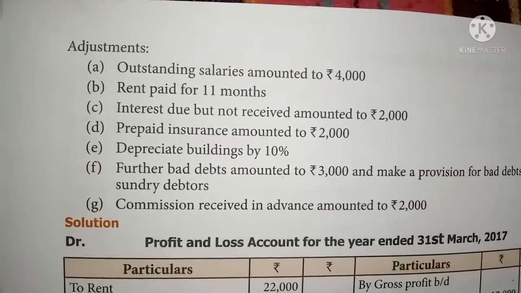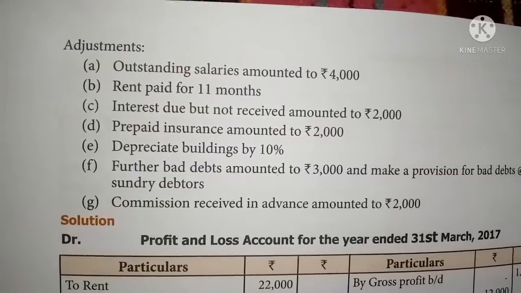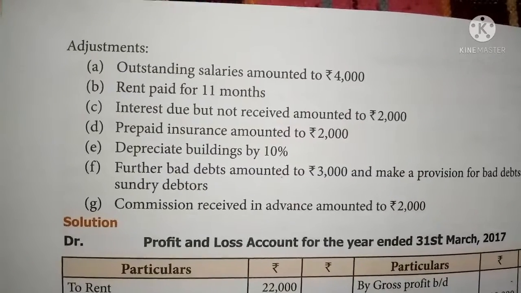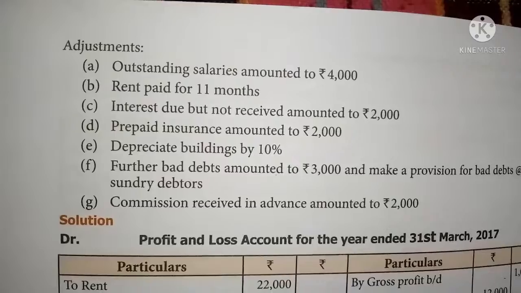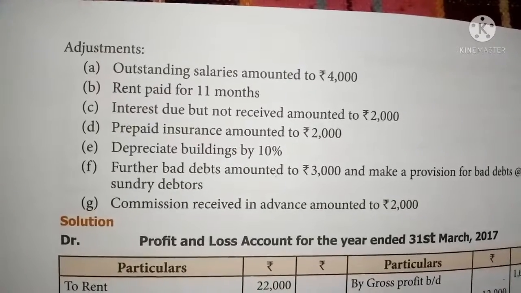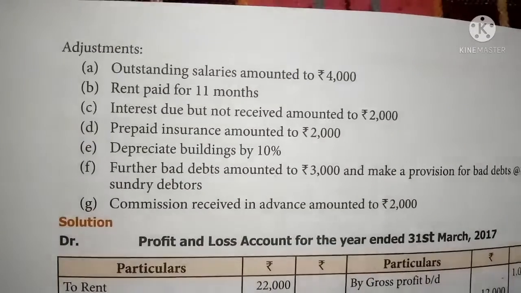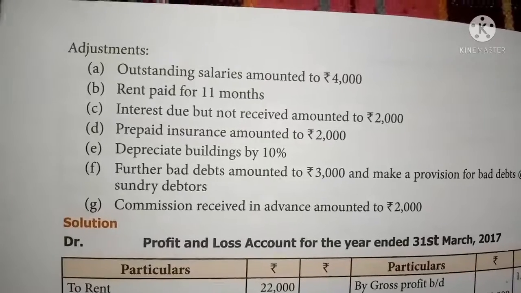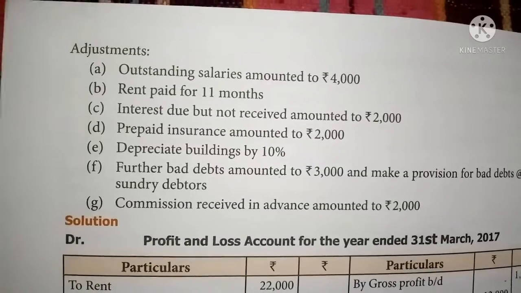Prepaid insurance amount is rupees 2,000. So it will be an expense item. In the debit side of the profit and loss account, first you can write to insurance, whatever amount is given in the trial balance. You can write it less prepaid 2,000 rupees.